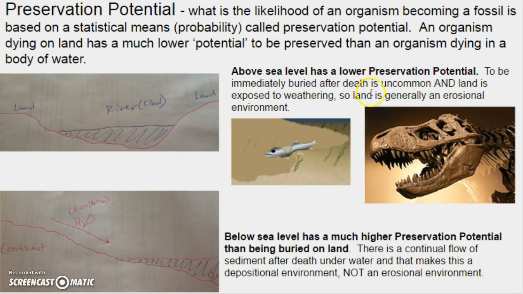To be immediately buried after death is uncommon, and land is exposed to weathering. So land is generally an erosional environment. However, being below sea level has a much higher preservation potential than being buried on land. There's a continual flow of sediment after death underwater, and that makes this a depositional environment, not an erosional environment. So if I look at this picture of the fish, fossils are relatively common, whereas a T-Rex or a dinosaur is going to be relatively uncommon. If it's above land, it's going to be eroded. If it's below sea level, it just has a depositional environment that's going to be able to cover it up immediately.